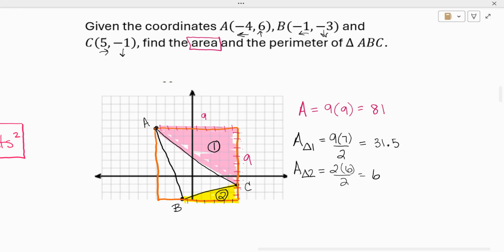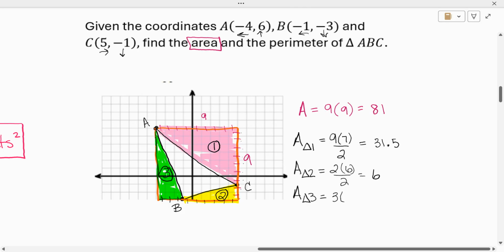Perfect. You guys are doing fantastic. So let's look at this last triangle that we created. I'm going to highlight this one green so we can all see it. And I'm going to call it triangle number 3. So we have to figure out the area of triangle number 3. So it's 1, 2, 3 units across the bottom. It has a base of 3 and a height of, it's the same height as my square, so that's a height of 9 divided by 2.